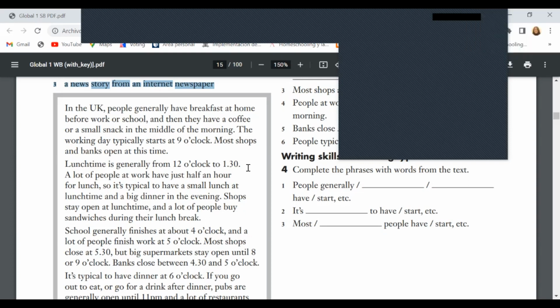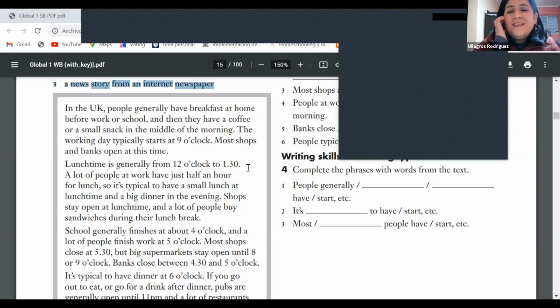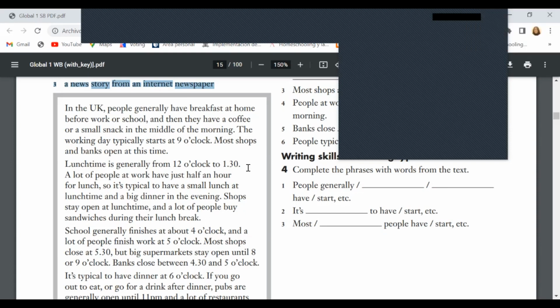School generally finishes at about 4 o'clock, and a lot of people finish work at 5 o'clock. Some schools, how do you say this? Jornada completa. Yeah, they finish on time. Yes, it's true. Some schools are open until 4 p.m., right? The kids stay until 4:30. Or high school. Yes, or secondary. Exactly. Especially secondary schools, primary schools. Jornada completa. Yes, they stay full time.